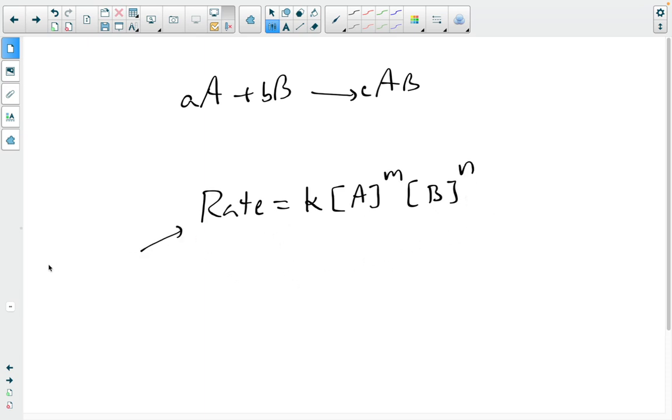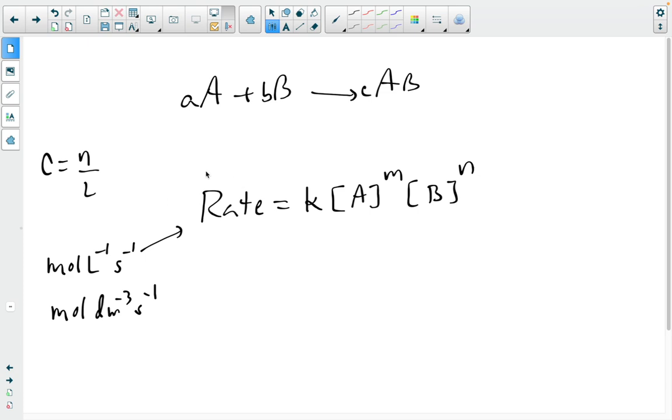We already know this. So the units for this would be moles per liter per second. And if you're an IB, that would just be moles per dm cubed per second. That's just molarity per second. So if you guys don't remember, concentration is moles per liter or moles per dm cubed.